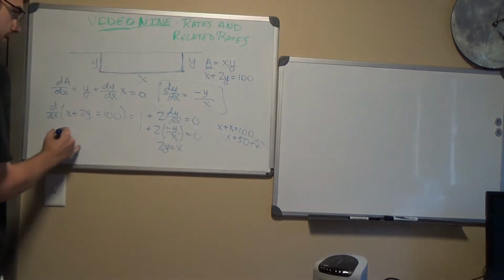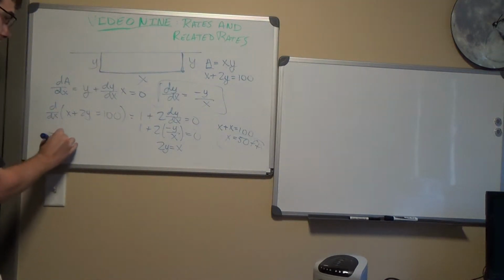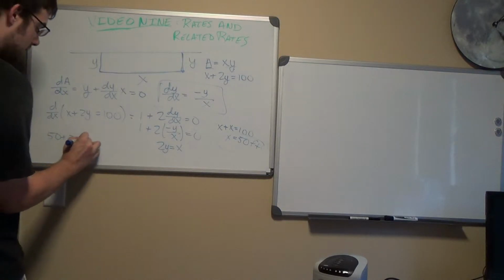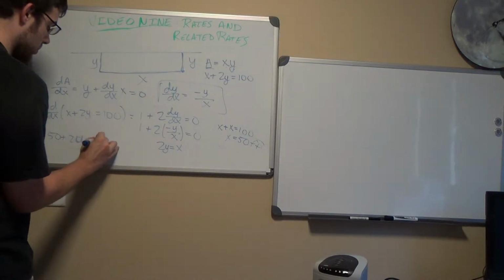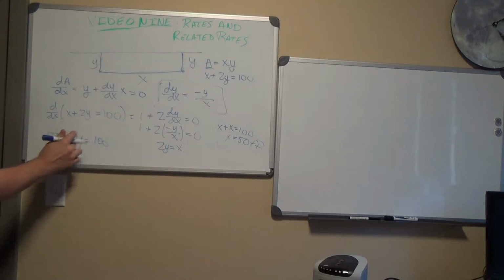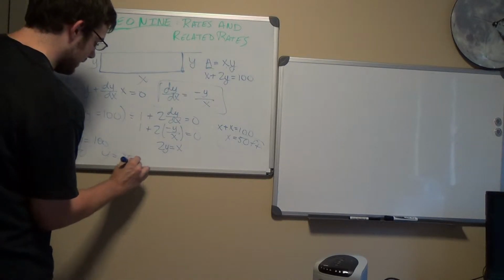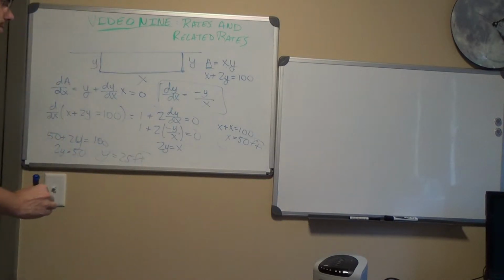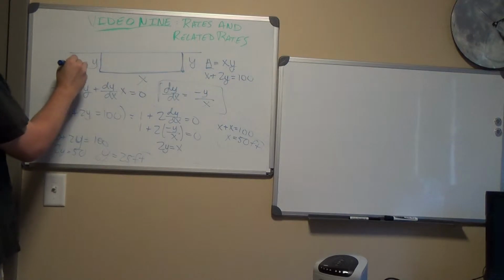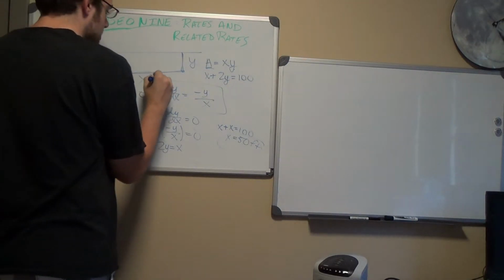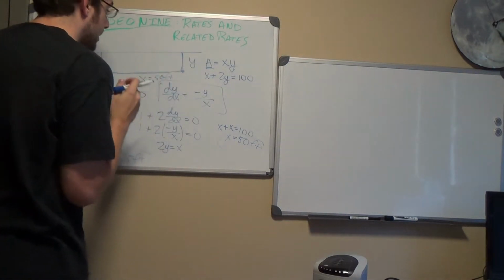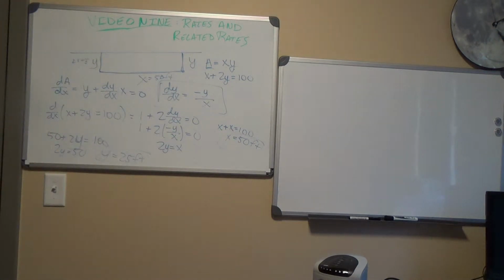And then we plug this back in to find y. 50 plus 2y equals 100. 2y equals 50, so y is equal to 25 feet. So this is equal to 25 feet, and this is equal to 50 feet, and we have optimized the area.